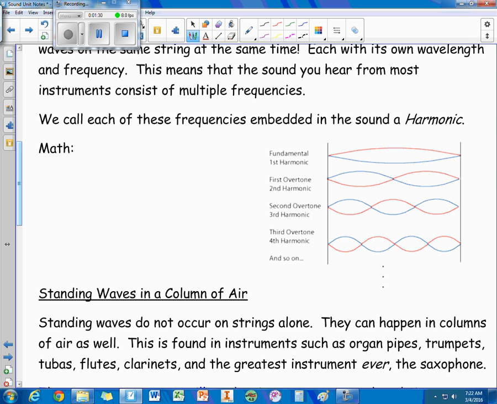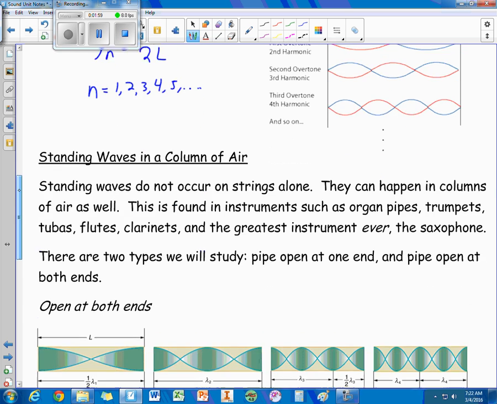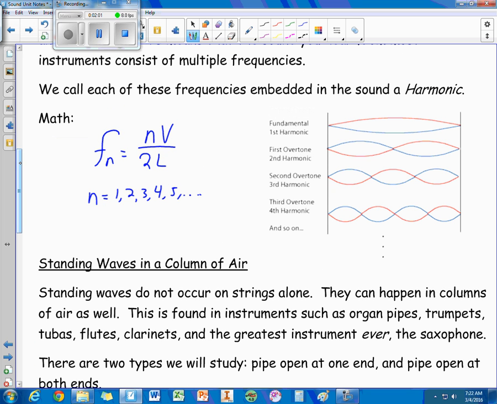Okay, so our harmonics. Remember that the model for this is n times velocity divided by 2L, where n equals all positive integers. So in other words, a harmonic is just some multiple of the fundamental. So if I asked you for the 17th harmonic, you would take 17 times the fundamental. And also notice that for a string, you have to have a node on each end.